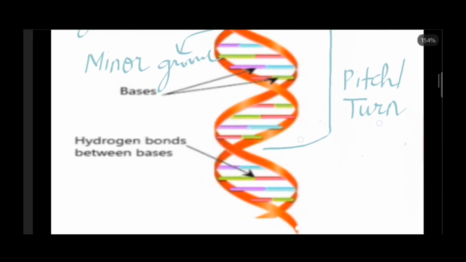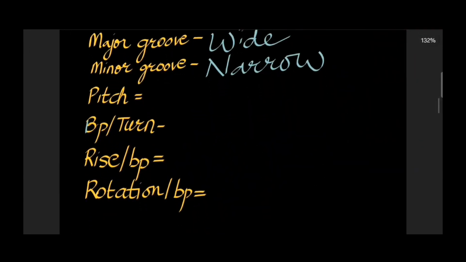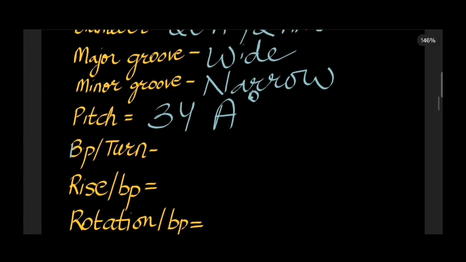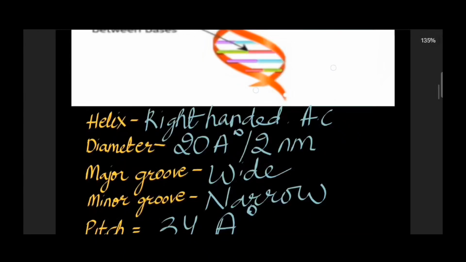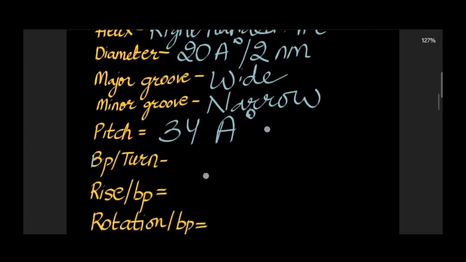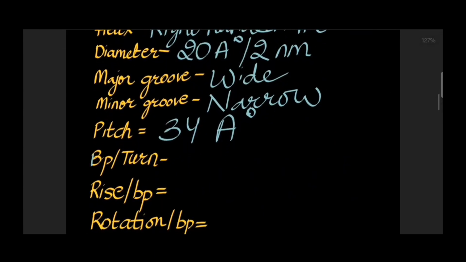Okay, so now when I talk about the pitch, the pitch is around 34 angstrom. So the pitch which I discussed, the measurement of this is 34 angstrom. Now when I talk about base pair per turn, it's going to be 10.4 in number, base pair per turn.